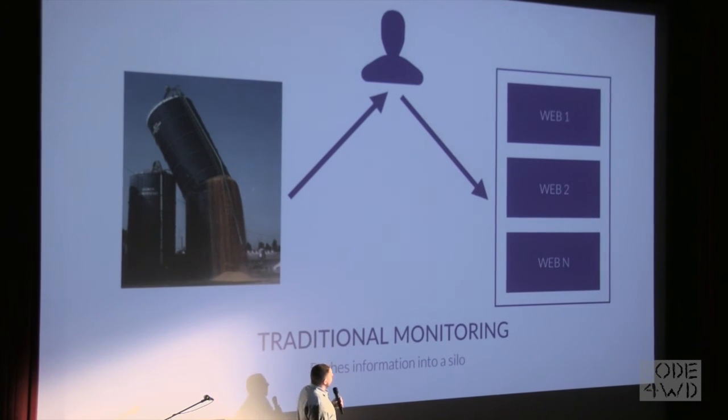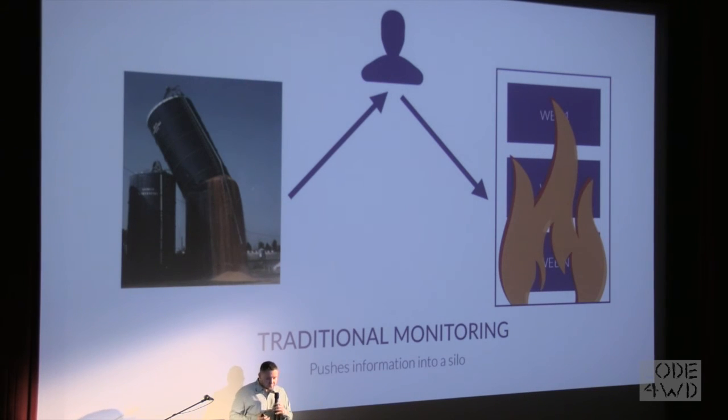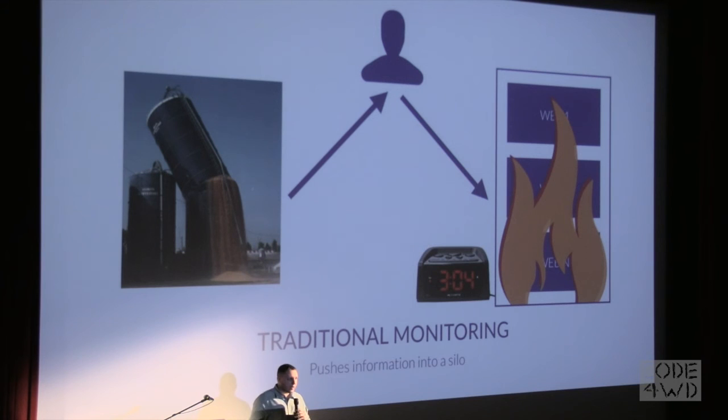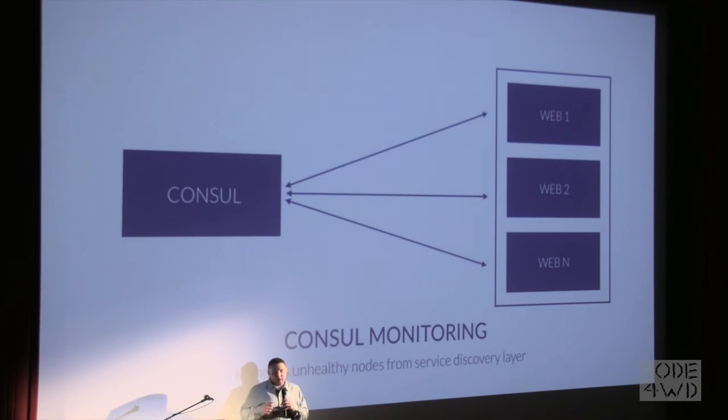The problem in the traditional monitoring solution is that the monitoring talks to a human, an operator or an engineer, and that engineer then has to manually touch those machines. That only happens when stuff's on fire, and that only seems to happen at 3 o'clock in the morning when people are trying to sleep. When you talk about Consul's monitoring, you'll notice that the arrows here are bidirectional. The reason is that every node has a local Consul agent, and that agent can receive commands and messages from the Consul servers.